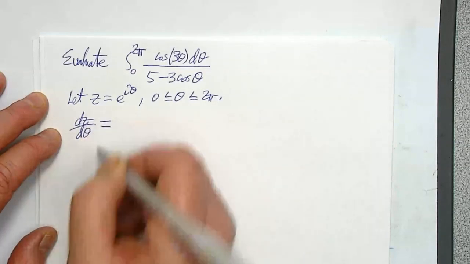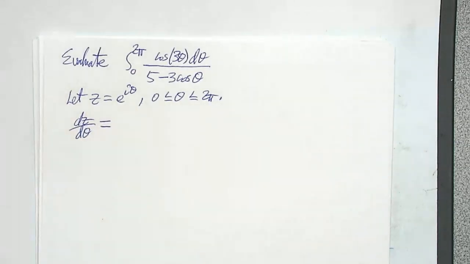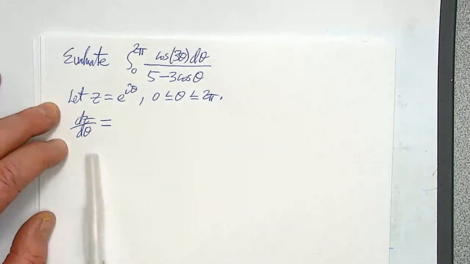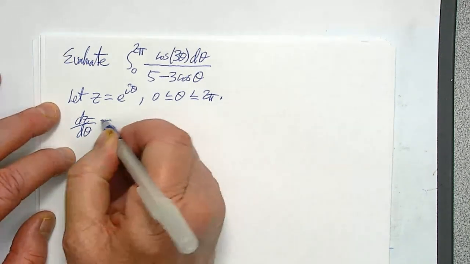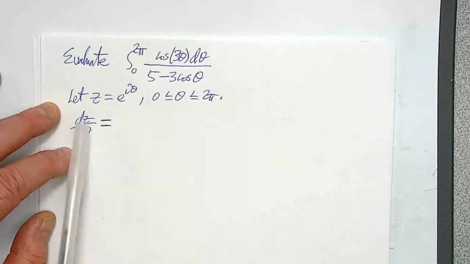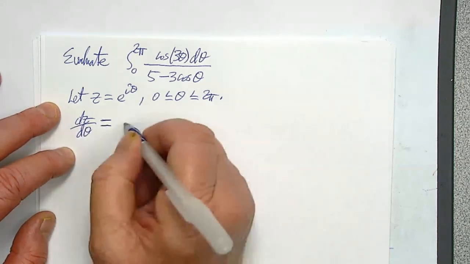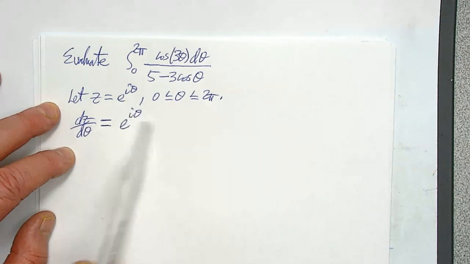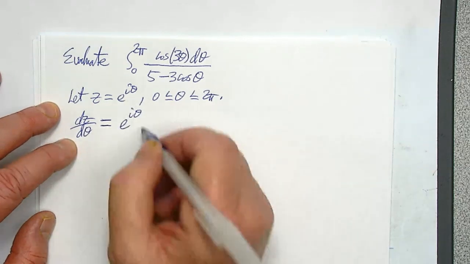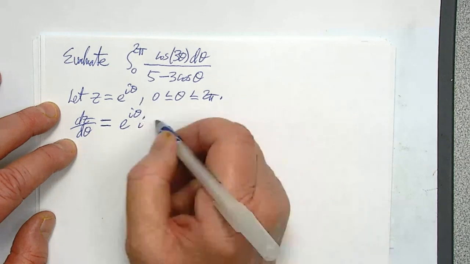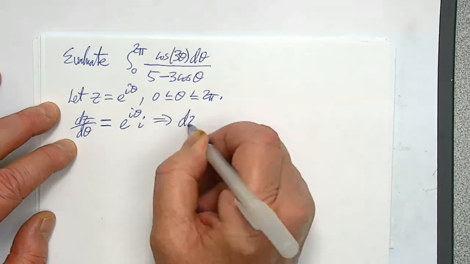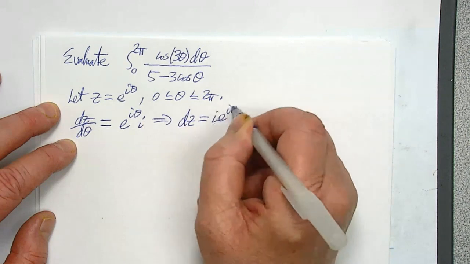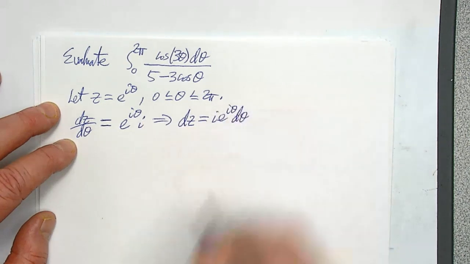I like a lot of the detail people put in their work, whether it's the homework or the test. So the derivative of z with respect to theta, as you know, would be e to the i theta times the derivative of the exponent with respect to theta, which gives you just i. And so dz, the differential in z, is equal to i times e to the i theta d theta.